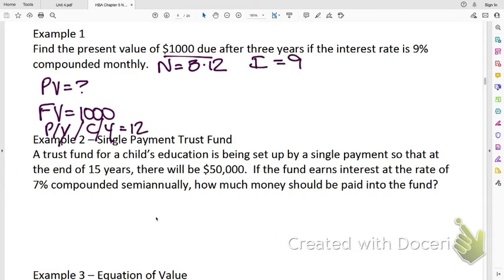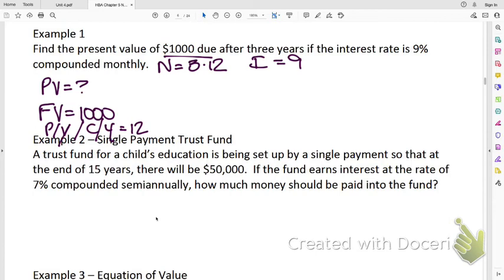So this time, rather than solving for the future value, we're solving for the present value. So if you go into your solver, my N is going to be 3 times 12. My I is going to be 9. I'm going to leave PV blank, or on the 84 put in a 0. Future value is 1,000. I put that in as a positive number because it's future value. PY and CY are both 12. I go back to present value and solve for that.